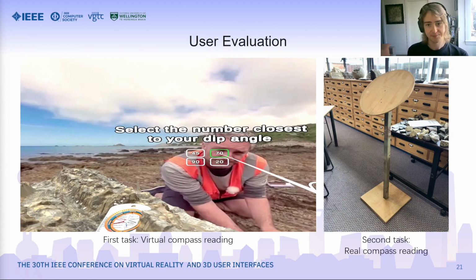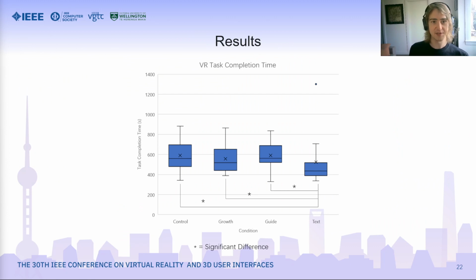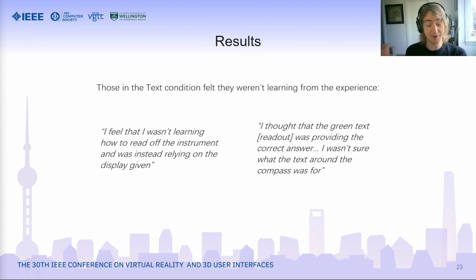And the first thing we noticed immediately is that people in the text condition, where the reading was done for them, could complete the virtual tutorial significantly faster than in the other conditions, and that there wasn't a difference between the other conditions. This is probably not too surprising because they don't have to bend it and try to make these readings and interpret the values on the compass. But then the other obvious thing is that if we're doing the reading for them, then they might not be learning the skills that they really need.